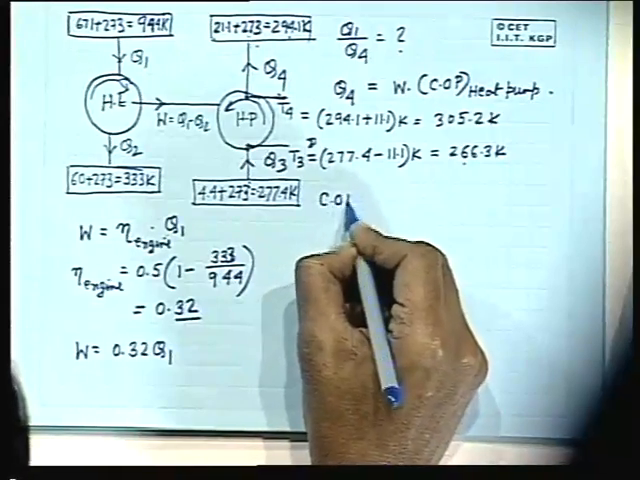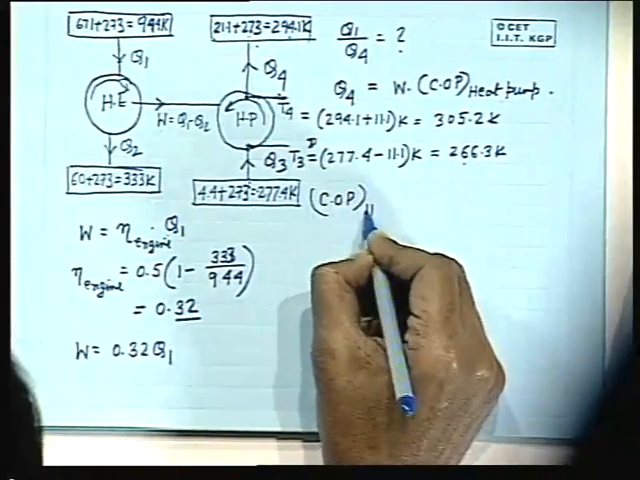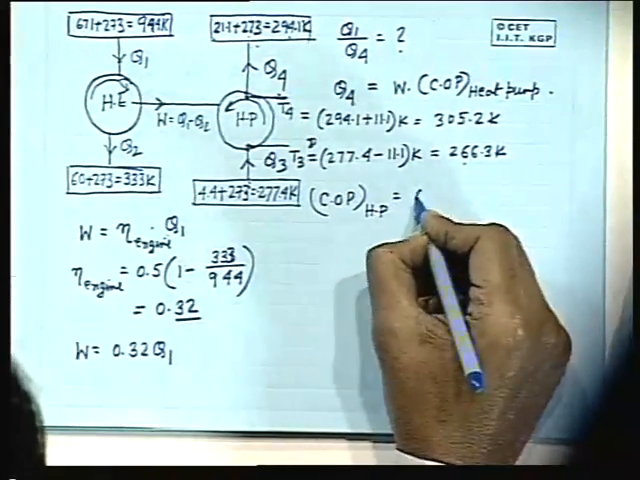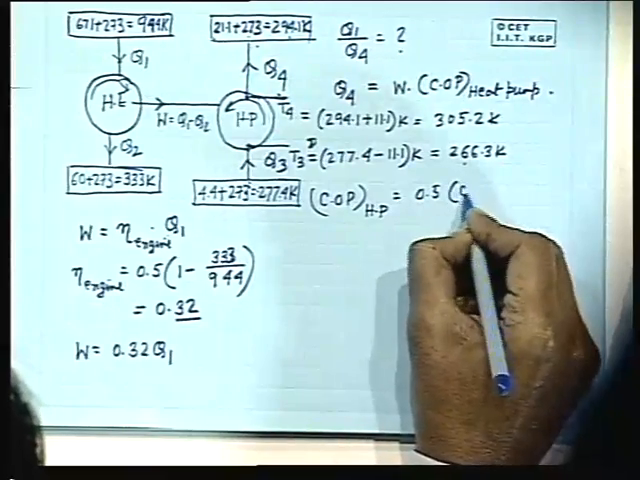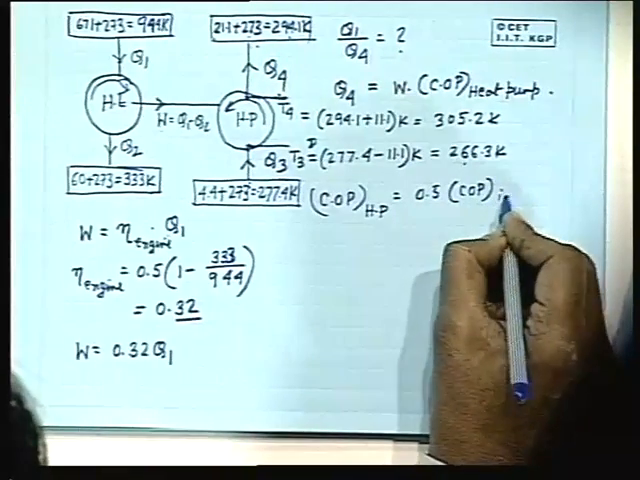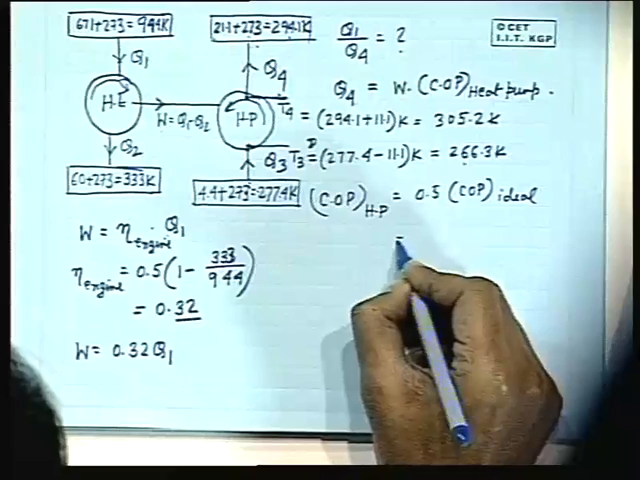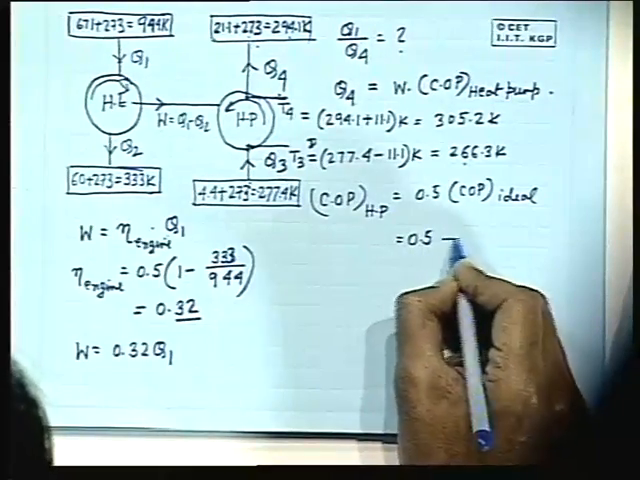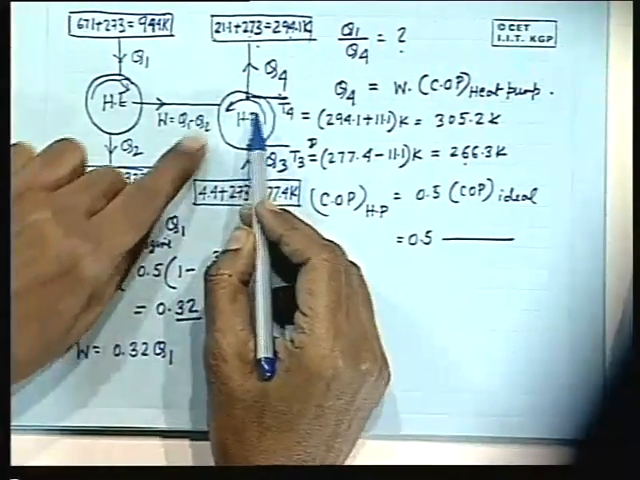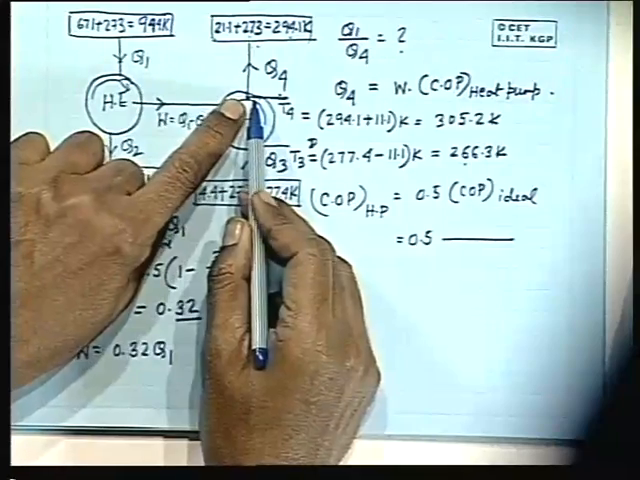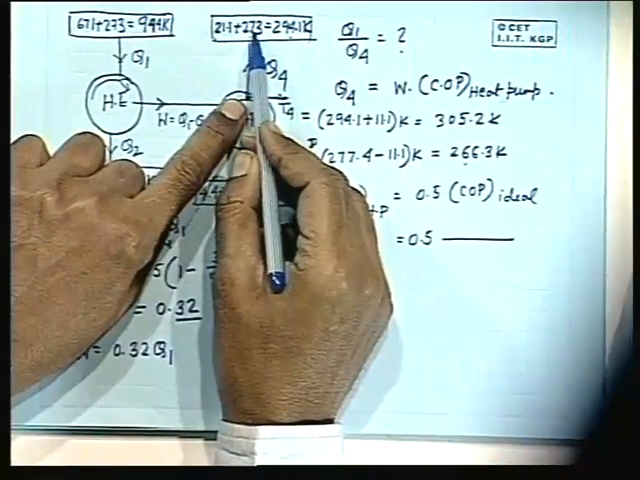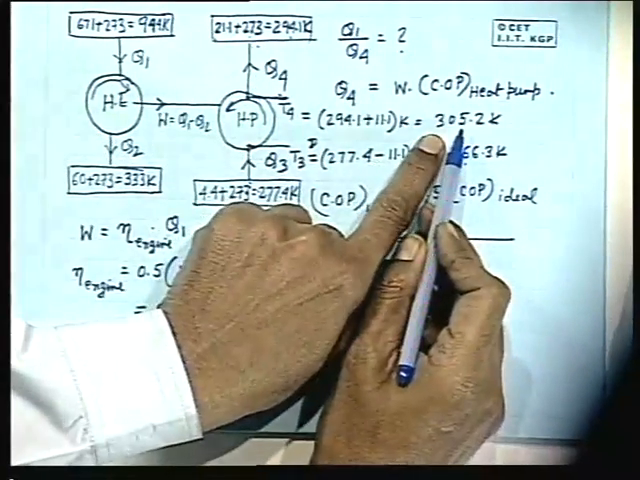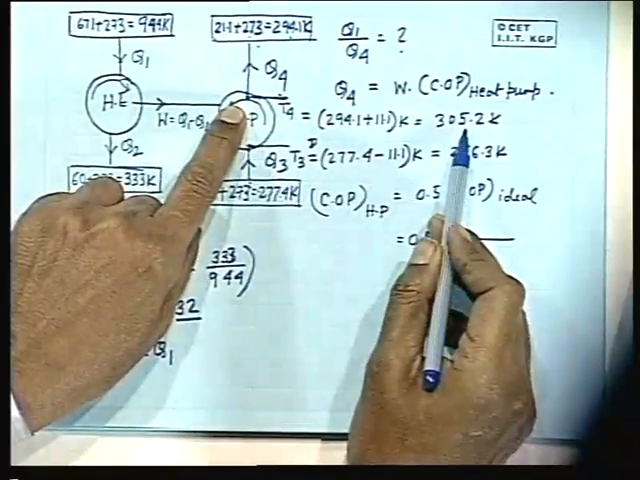Now COP of the heat pump is equal to 0.5 into COP of the ideal heat pump. What is the COP of the ideal heat pump? That can be written as, now COP of the ideal heat pump, we have to consider a heat pump which is ideal, then the reservoir chosen by the heat pump has to be of this temperature, so that it can reject heat to this temperature.